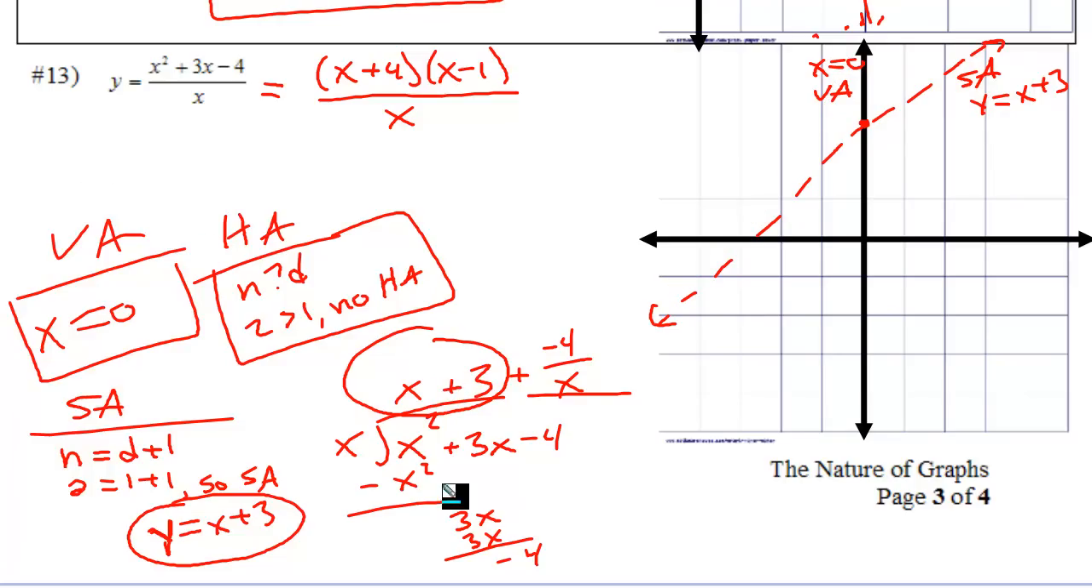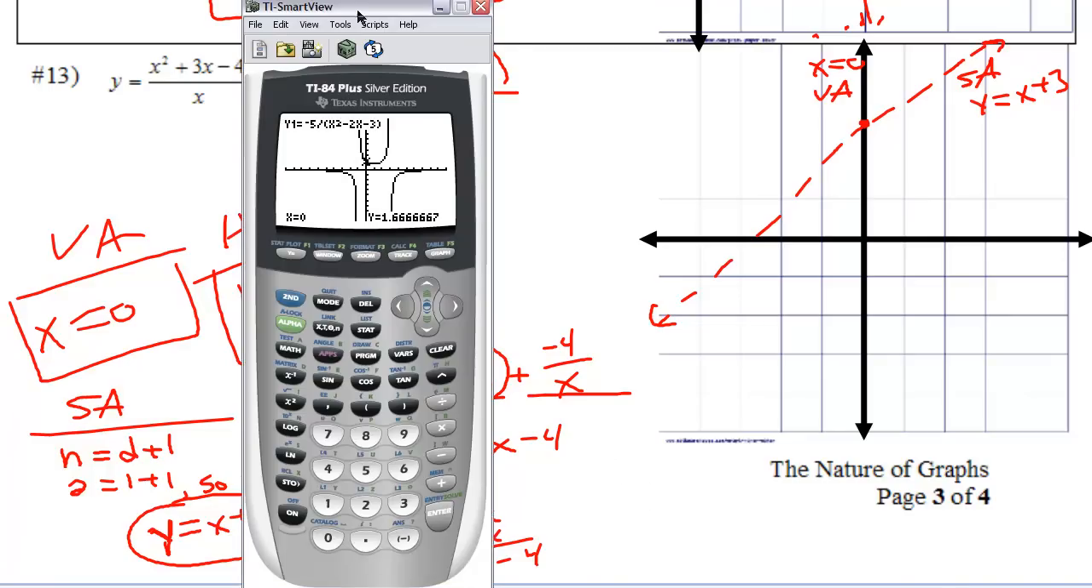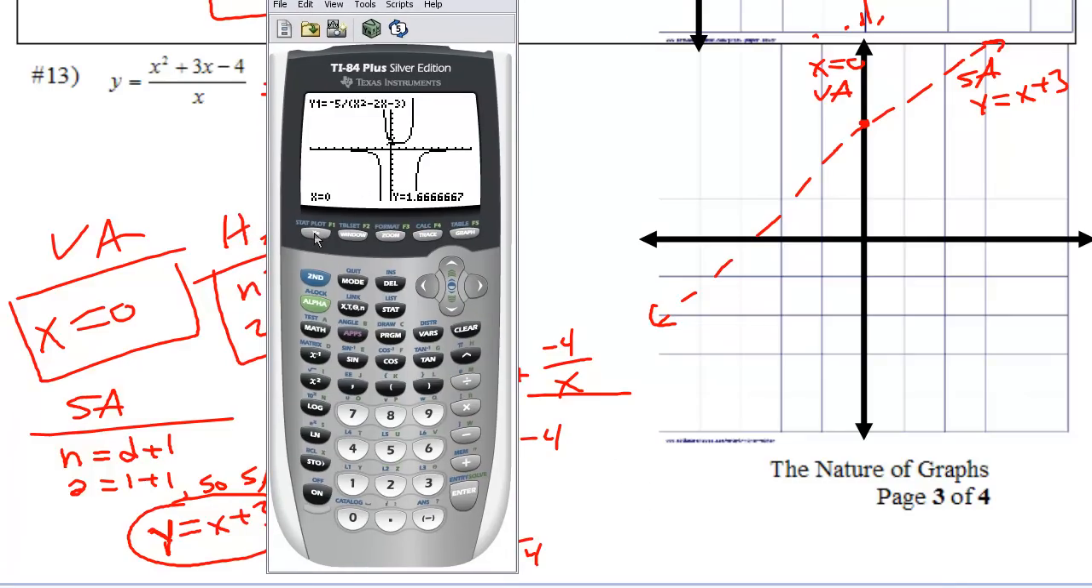At this point, it doesn't resemble a parent. We have no other way of knowing. I mean, there are ways of knowing, but we're going to use a calculator. My numerator is more than one term, so I put it in parentheses: (x squared plus 3x minus 4), divided by x. I forgot my first parenthesis here.